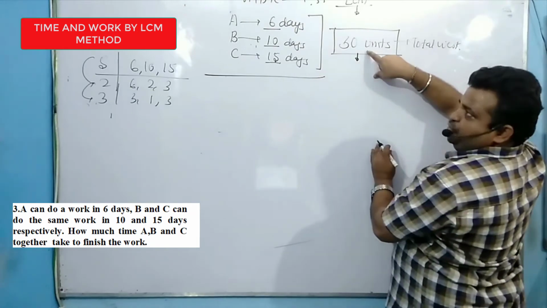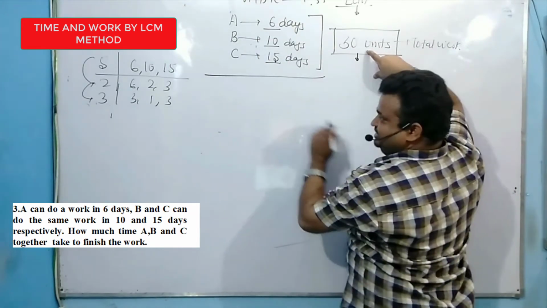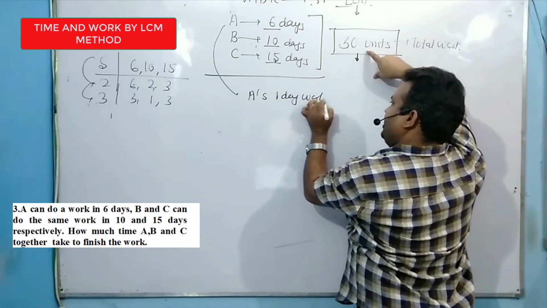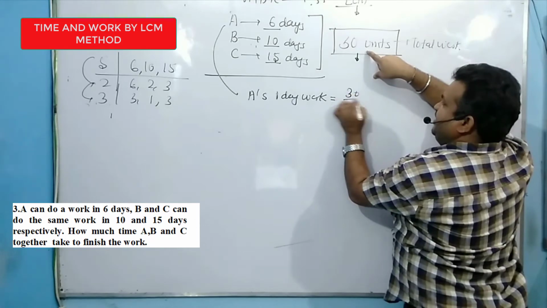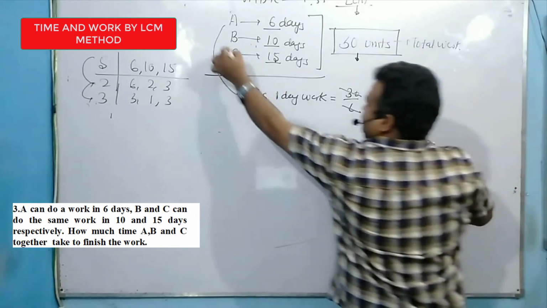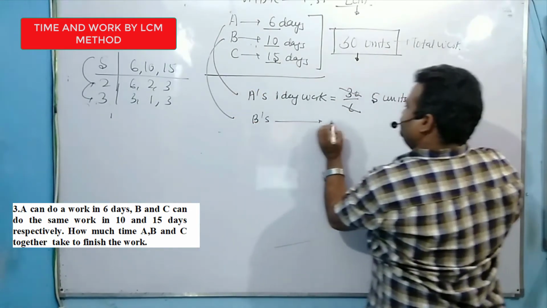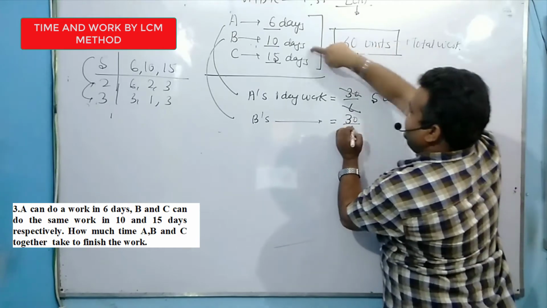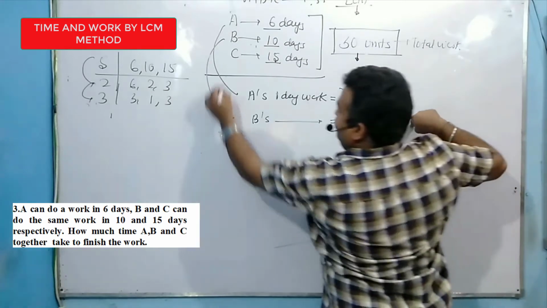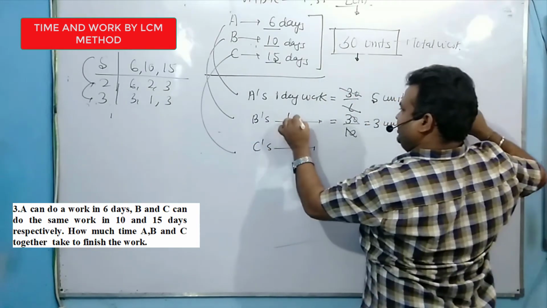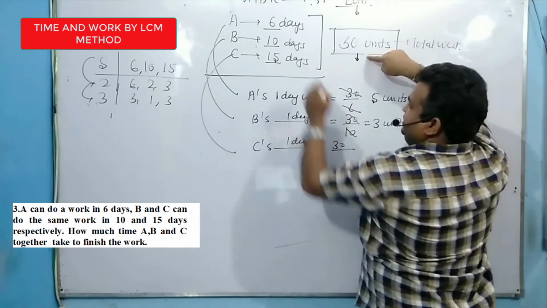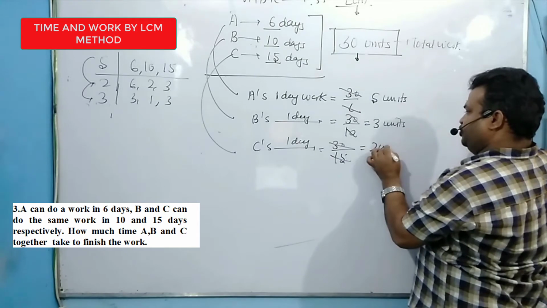Now these 30 units are produced by A in 6 days. So what is A's one day work? A manufactures 30 by 6, which means 5 units per day. What is B's one day work? B's one day work is 30 divided by 10, so B manufactures 3 units per day. What is C's one day work? 30 is the total unit production and it takes 15 days, so C manufactures 2 units per day.